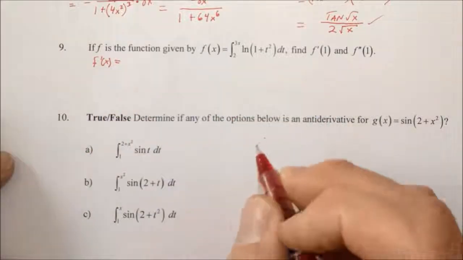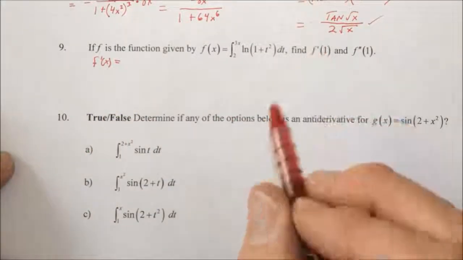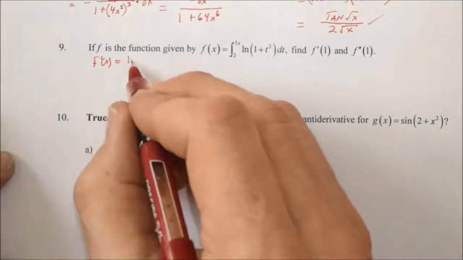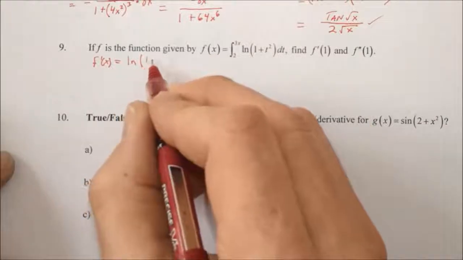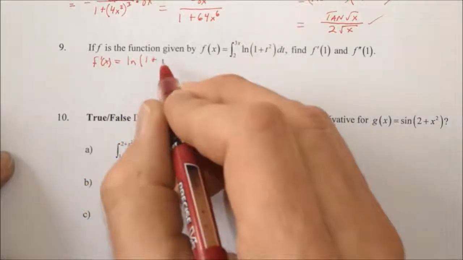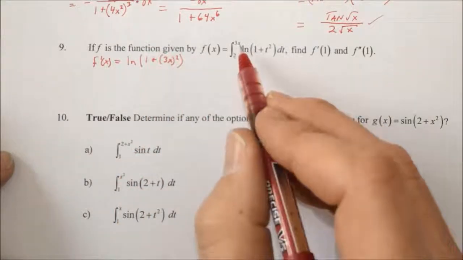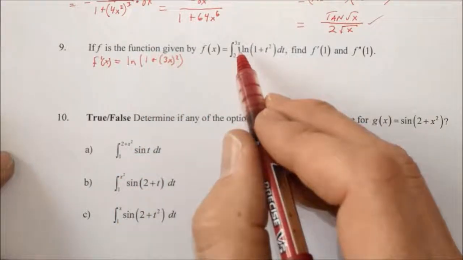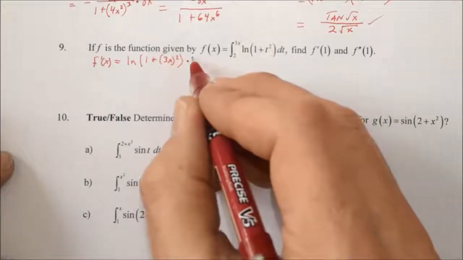F prime of x is easy to find. We're going to do the same thing we did up in the top half of the paper. We replace the t with our inner function. So we have 1 plus, and then in parentheses, 3x being squared. Again, since our upper bound is an inner function, something more than x, we have to multiply by its derivative, and the derivative of 3x is 3.